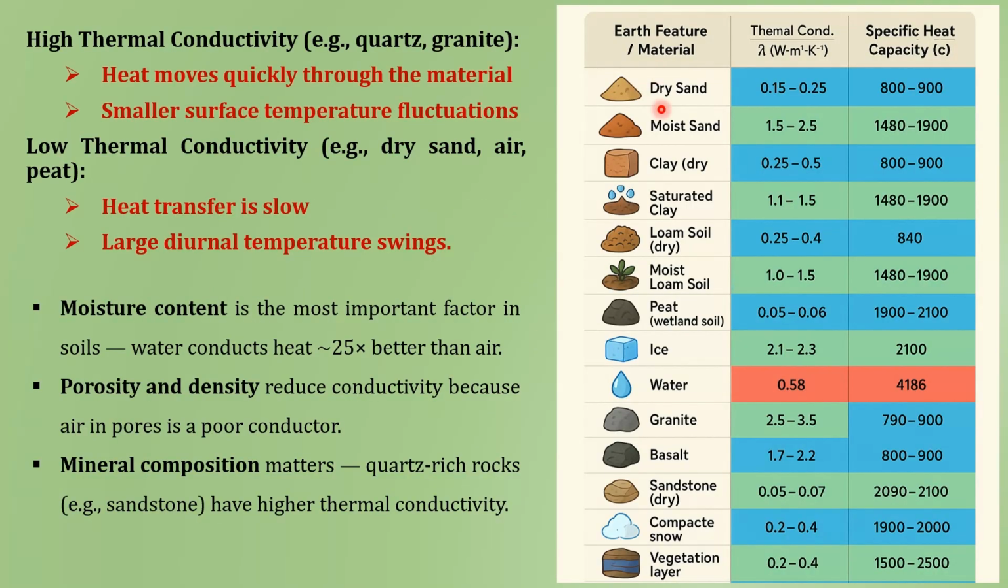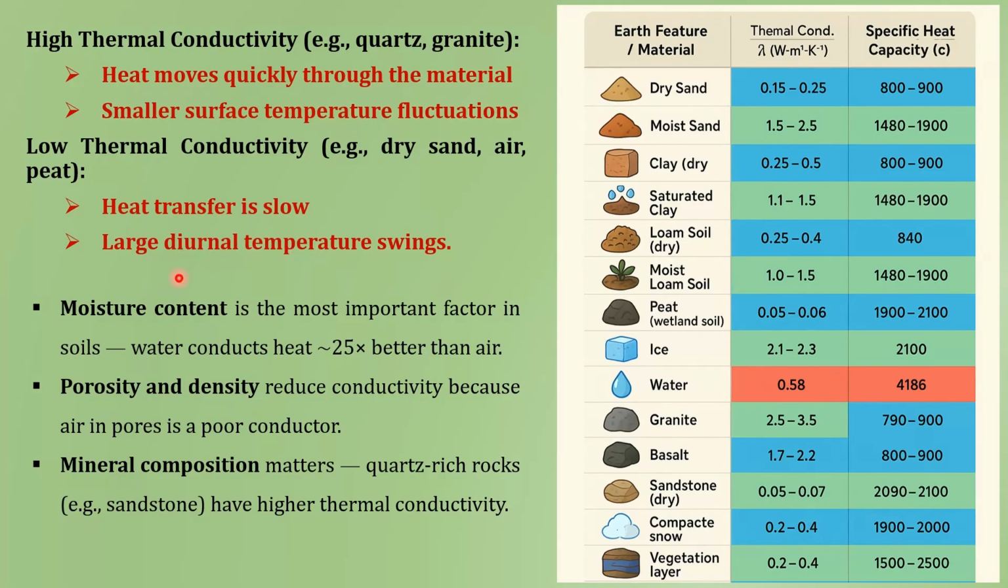Here we have different earth features or materials along with their thermal conductivity and specific heat capacity. A high value of thermal conductivity, as in the case of quartz and granite, indicates that the heat moves quickly through the material and there are smaller surface temperature fluctuations. While a low value of thermal conductivity, as in the case of dry sand, air and peat, indicates that the heat transfer is slow within that particular object, and due to this reason the surface temperature fluctuation will be large throughout the day.